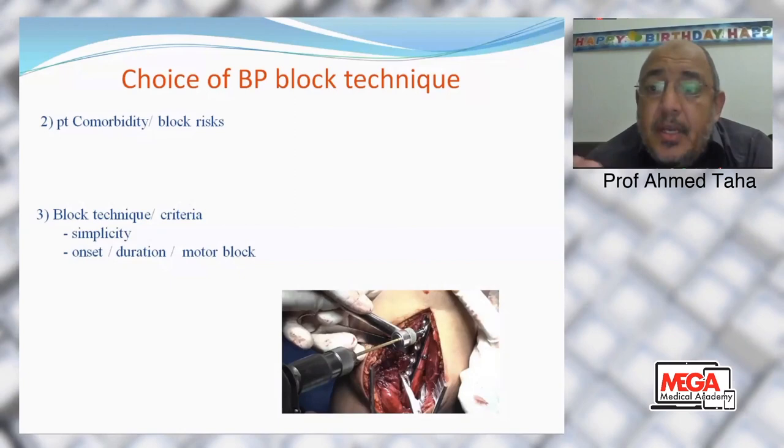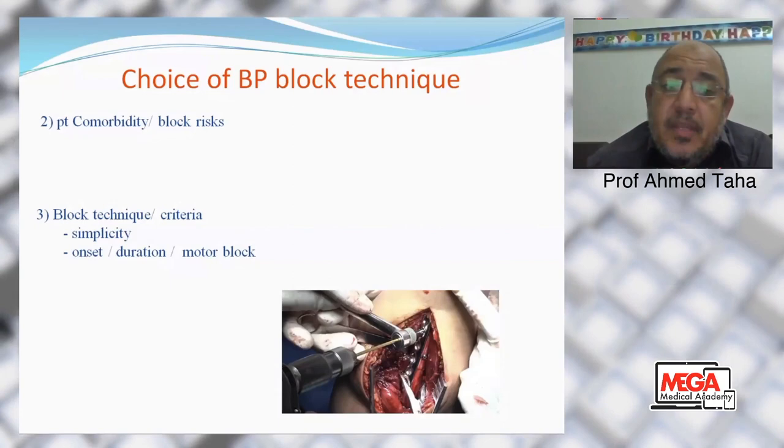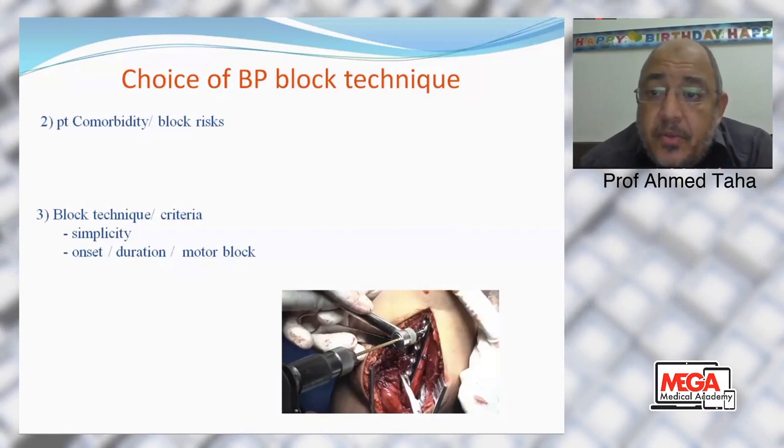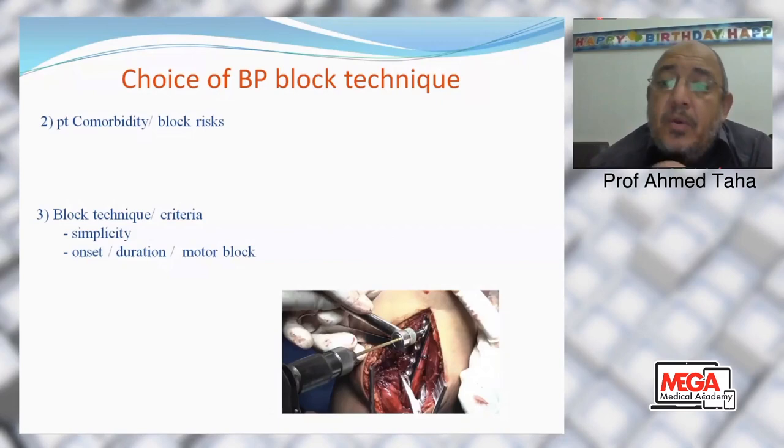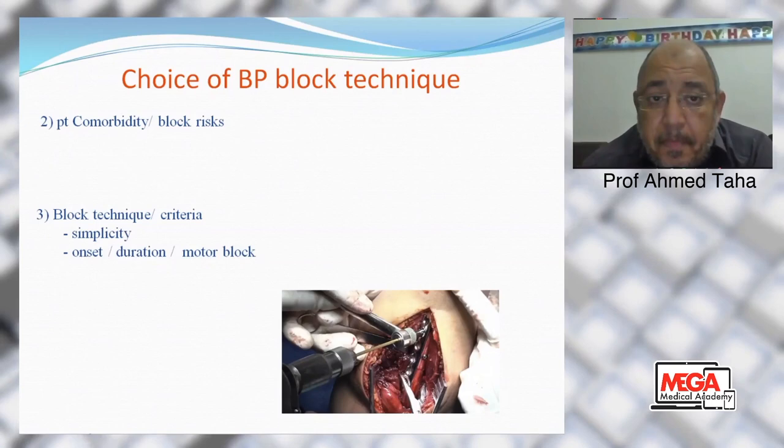Then if the patient is healthy, we may find that many blocks can cover the same area. In this situation, my choice will depend on the simplicity of the technique and the block criteria. The more rapid onset, the more prolonged analgesic effect, and the less motor block postoperatively will be my first choice. We will go region by region to see the innervation and what is, to my belief, the best technique or the technique of choice in each region.